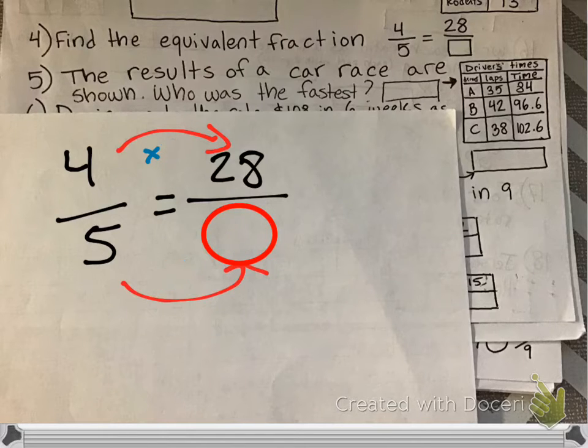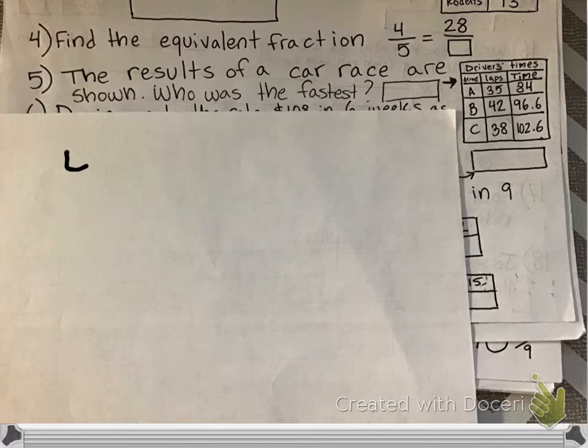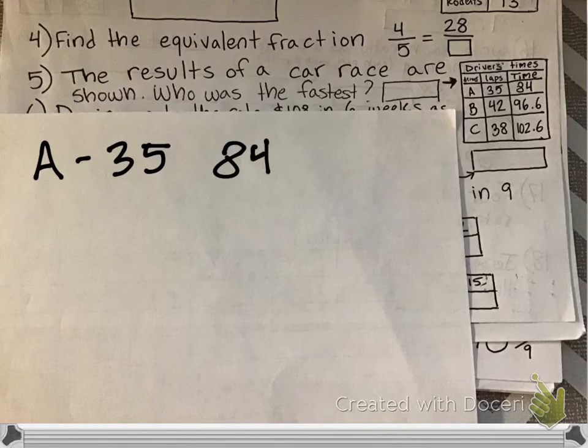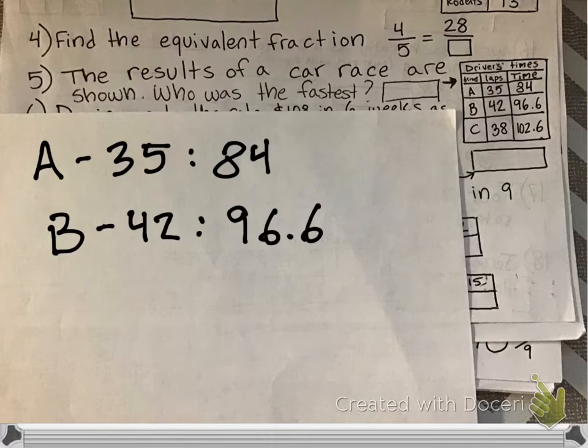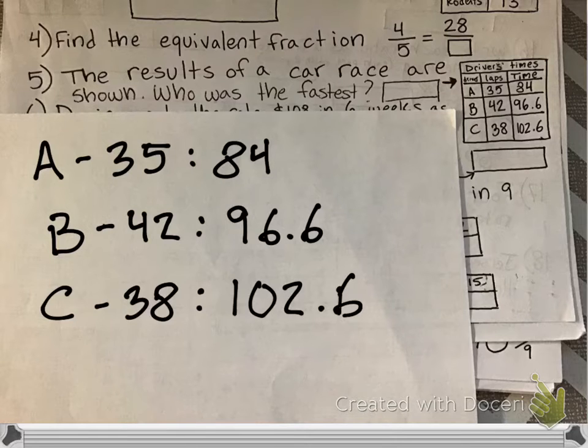Now, for the next one, the results of a car race are shown. Who was the fastest? This was tricky for almost everybody. So the first one, we see A. He did 35 laps and it took him 84 seconds. For B, he did 42 laps and it took him 96.6 seconds. Lastly, C did 38 laps and it took him 102.6 seconds. Now, this problem, we have a trick way to do it, but it won't always be like that.